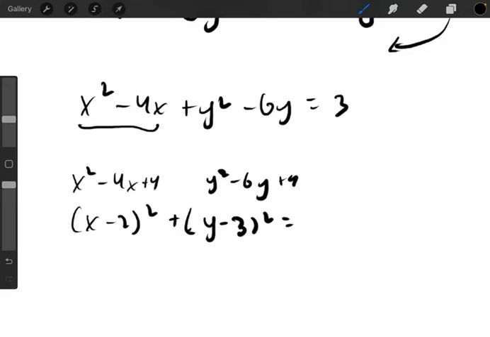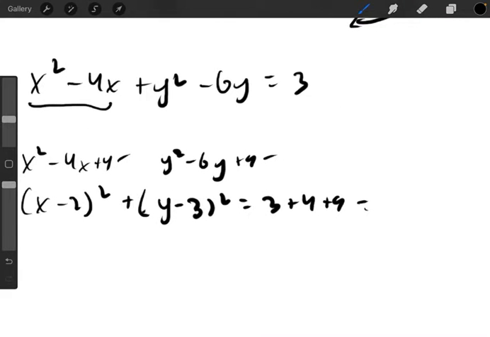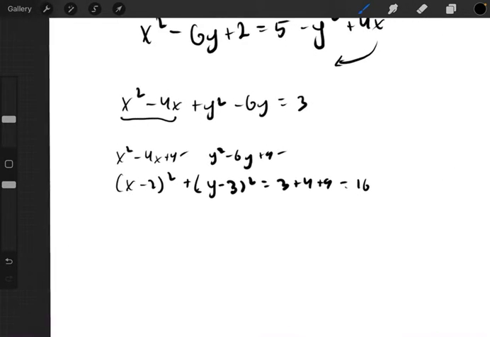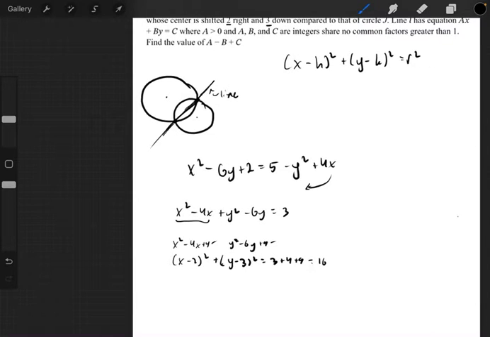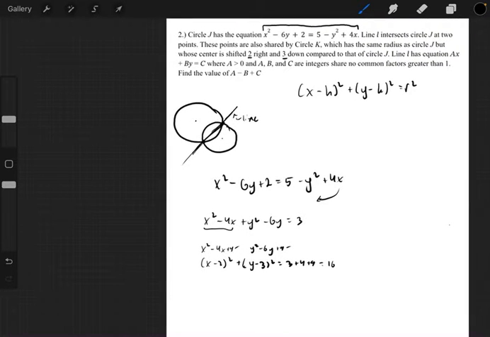And your radius ends up being, because we added 4 and we added 9, it's going to be 3 plus 4 plus 9, which ends up being something nice if I remember properly: 12, 16. Very cool. So this has a radius of 4. Not that that's actually necessary, and you will see why in a second. Okay. We have a center of 2, 3. That's our center of this circle.